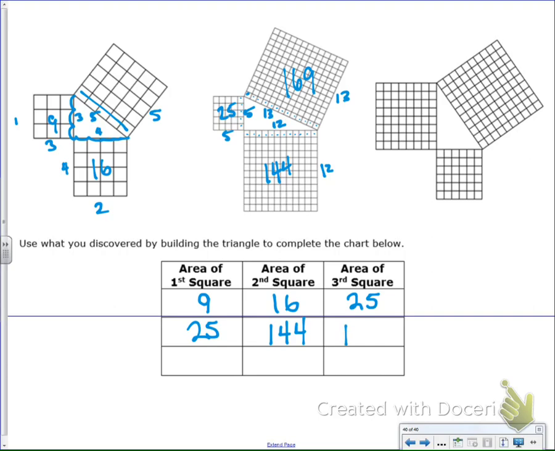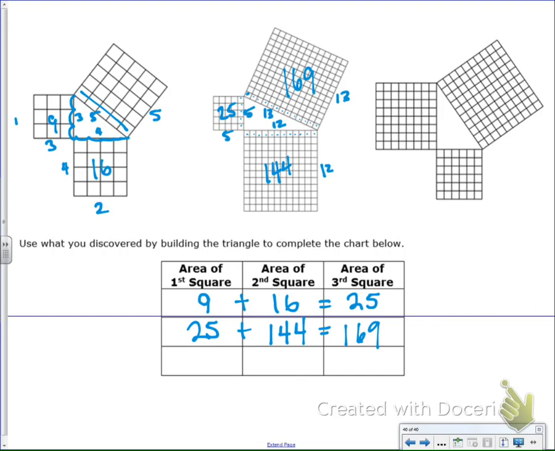Now, take a look. Have you seen the pattern yet? Do you see what's going on? Well, if you haven't, let's take a look. What happens when I get 9 plus 16? It equals 25. What happens if I get 25 plus 144? Interesting. It equals 169. Let's see if it's the same thing on our third one over here.